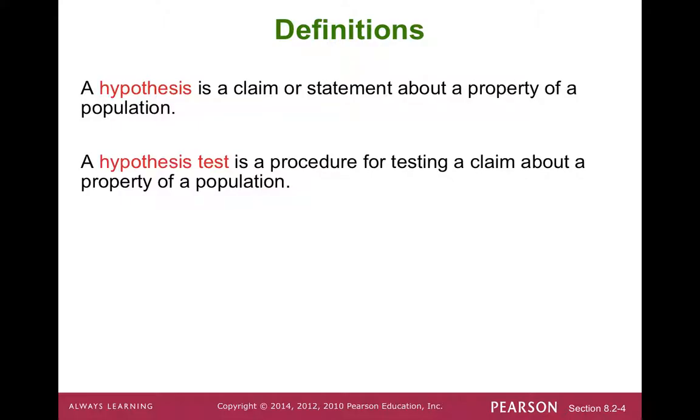So some definitions to start. A hypothesis is a claim or statement about a property of a population. So hypotheses are made about populations. And a hypothesis test is a procedure that tests the claim about that property of a population. So in both of these cases, we're going to make a hypothesis, and then we're going to have a test to actually prove whether that claim is true or false about whatever property we happen to be looking at.